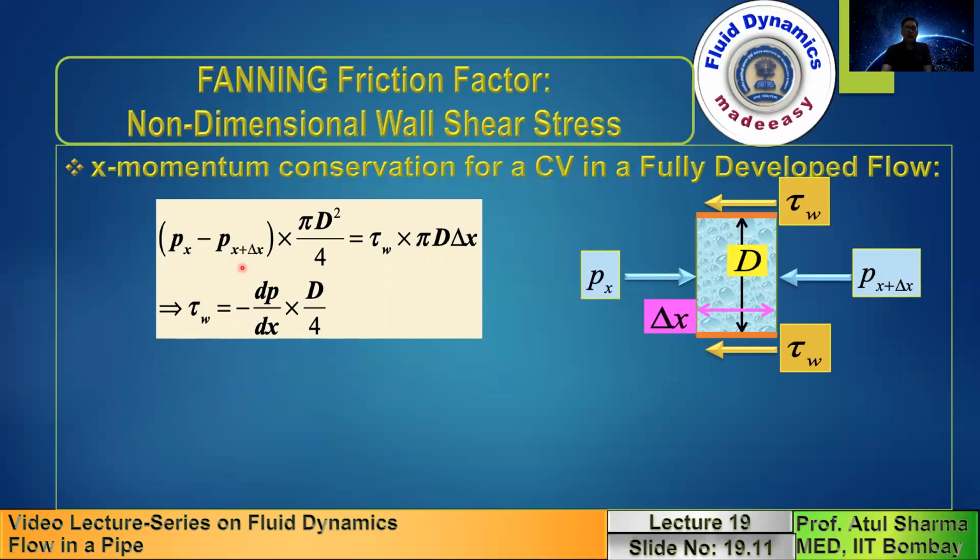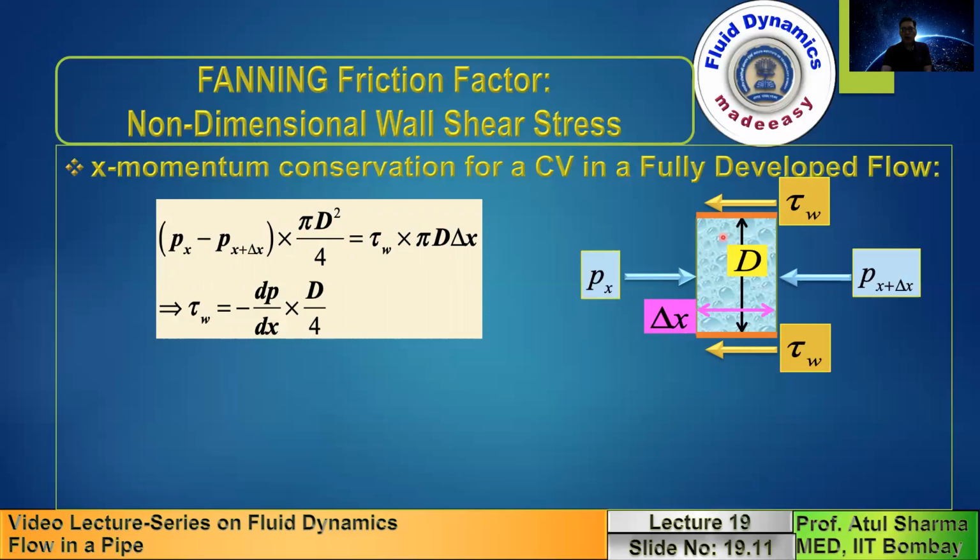If you take delta x in the denominator and apply the limit delta x tends to 0, it will be Px minus Px plus delta x, and you get minus dp by dx. This pi cancels. Here you have d squared, the d square term cancels, and here you get d by 4. So you get tau w is equal to minus dp by dx into d by 4.